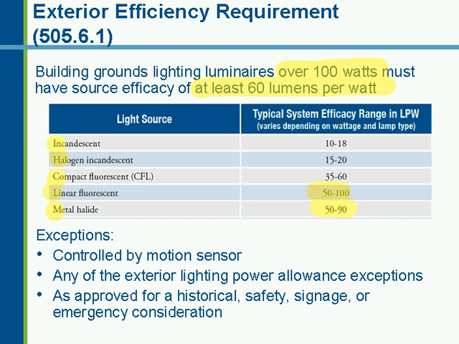There are some exemptions to this requirement. If the lighting is controlled by a motion sensor, it can be any efficiency you choose. If any of the exterior power allowance exemptions, which we are going to go over in a few slides, are applicable, then it's exempted as well. And like with a lot of other lighting requirements, if it's approved for a historical, safety, signage, or emergency consideration, it's exempted. And again, you would want to make these cases individually to the building official and document that this is the case and therefore you're exempted from that requirement.